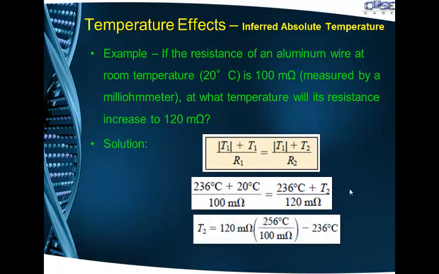Of course the temperature would be higher than 20 degrees centigrade, so here I will have a positive sign. By computing the value of T2 from this relationship, I have arrived at 71.2 degrees centigrade. So the resistance goes to 120 milliohm at this temperature.